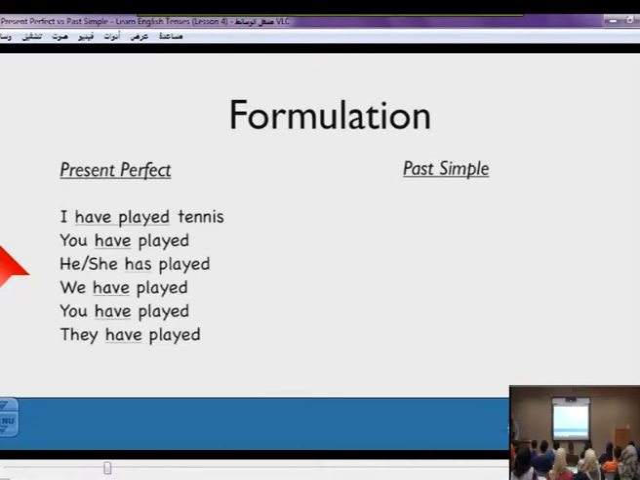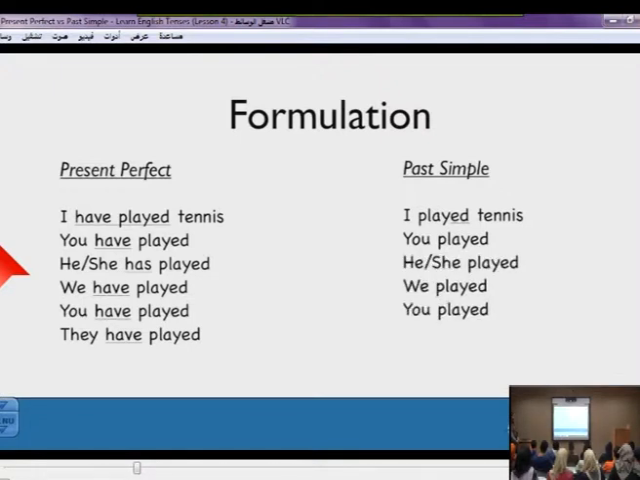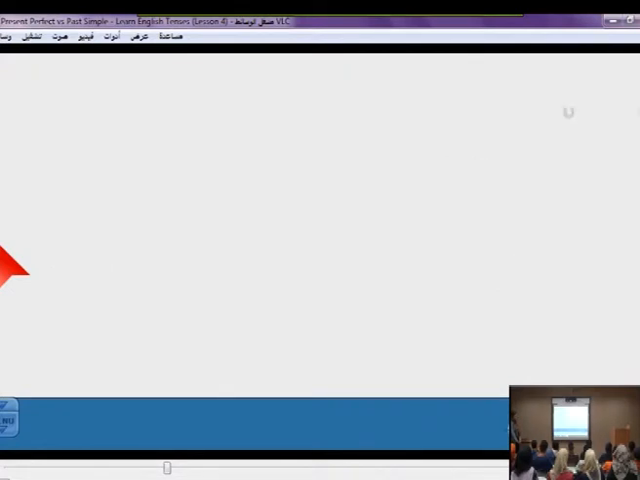Past simple, there are two types of verbs, regular verbs and irregular verbs. For regular verbs, you simply add ed to the end of the infinitive. For example, I played tennis. And it's the same form for all pronouns. I played, you played, he, she played, we, you, and they. This is easy. For irregular verbs, you would have to go and learn the form from a list. You can go to our website, anglolink.com, where you will find a list of the most common irregular verbs, which you will have to memorize. That's all for formulation. Let's move on to usage.